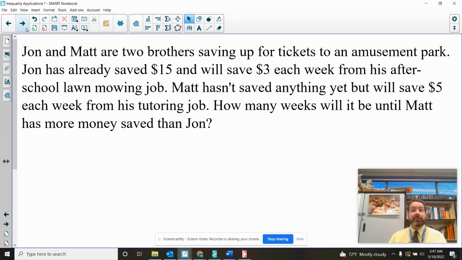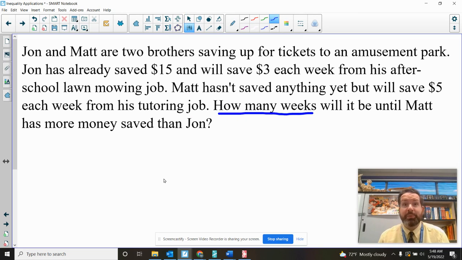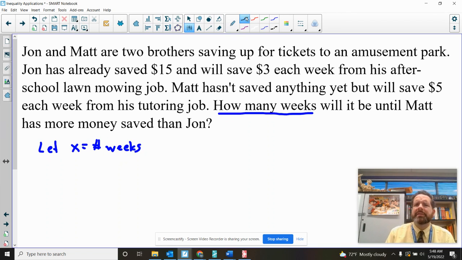I want to finish up here with just another example. This is going to be an example that involves the variable on both sides of the inequality. So take a moment, pause, read through the problem. Right, here's what we're after. The question asks us, how many weeks? That's what we're trying to find. So I'm going to let my variable be the number of weeks. There it is.